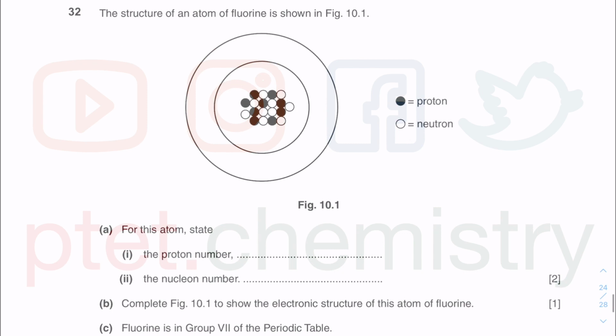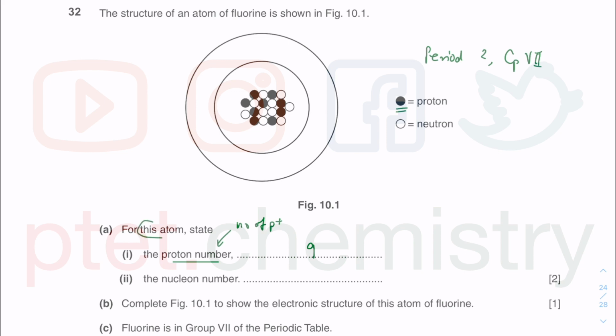Moving on to the next question. So we have an atom of fluorine. Fluorine is a group 7 element, so it's period 2, but it's group 7. Period 2 means there are 2 shells, first shell and second shell. This is the nucleus, which contains protons and neutrons. Proton number is the number of protons, so you've got to count the black color ones. 1, 2, 3, 4, 5, 6, 7, 8, 9.